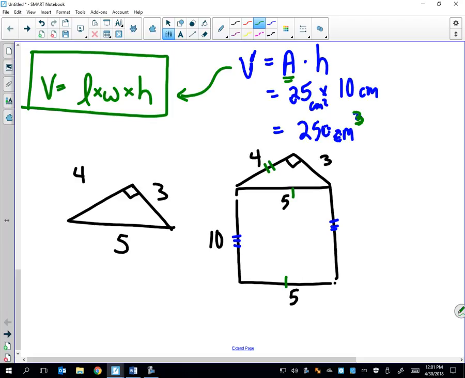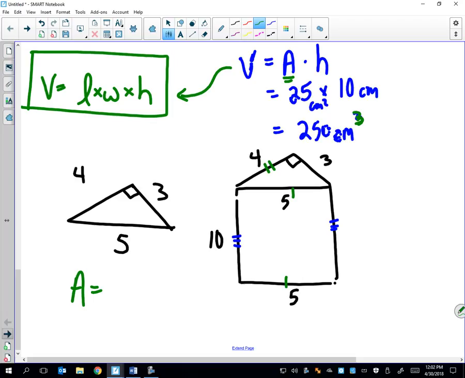I like what you just said, but that's not what I'm asking you. What's the area of this triangle? What's the area of every triangle? Base times height divided by 2. Ian, what's the area of this triangle?